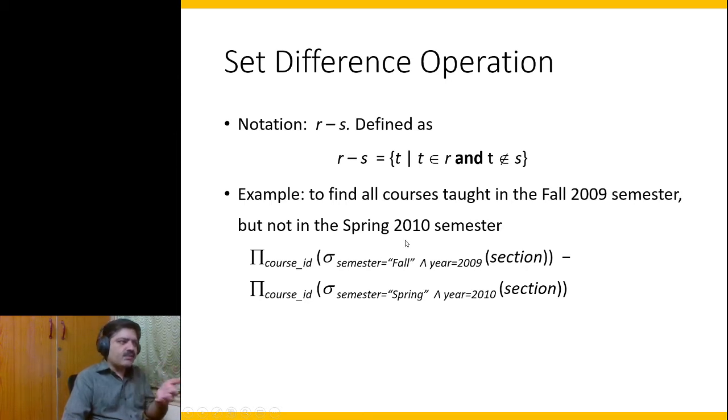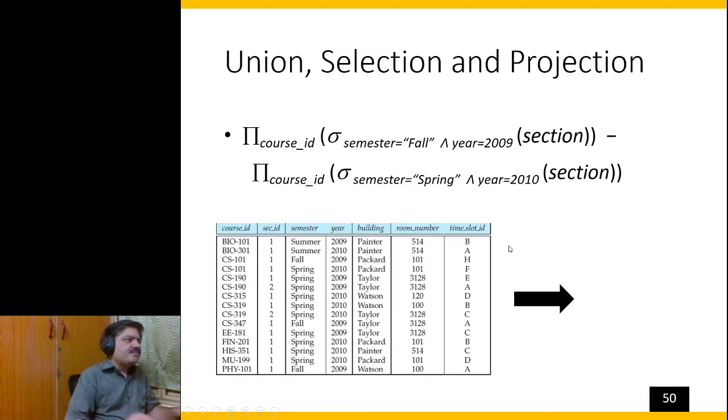By now you would have imagined how we would write a relational algebra expression. So we would select all fall 2009 courses and then remove spring 2010 courses from them. So we can put these together. So here is the example with the section table.